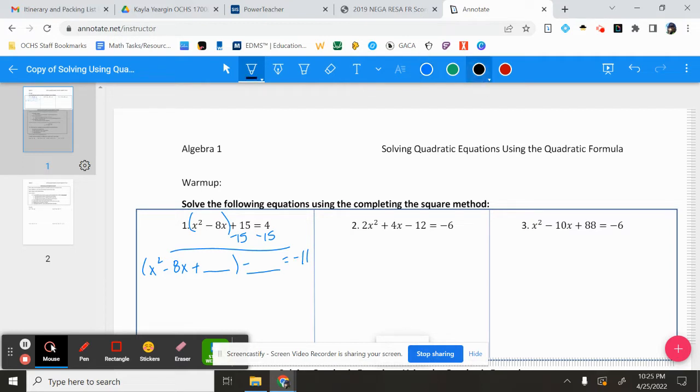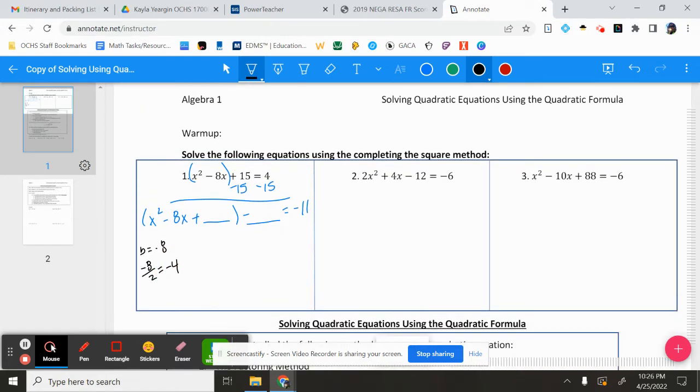The next step is to identify our b value. So our b value is negative 8. Then remember, we take half of that negative 8. So negative 8 divided by 2 gives me negative 4. Then I want to square negative 4. So negative 4 squared is going to be 16. I like to put negative 4 squared onto the line here, and when I take it out, I'm going to take out what negative 4 squared is, which is 16.